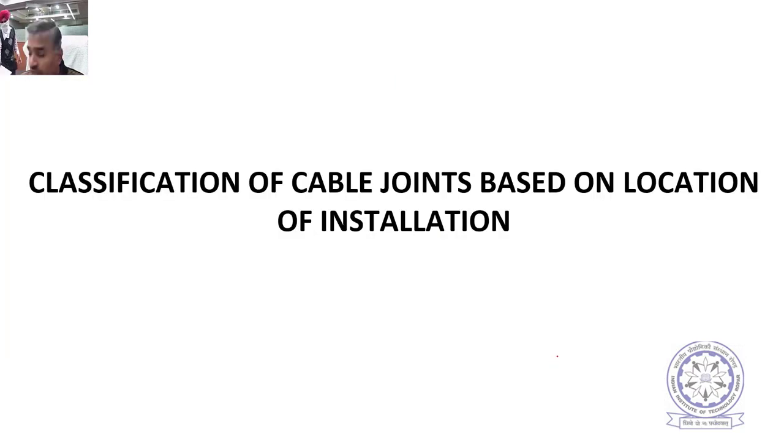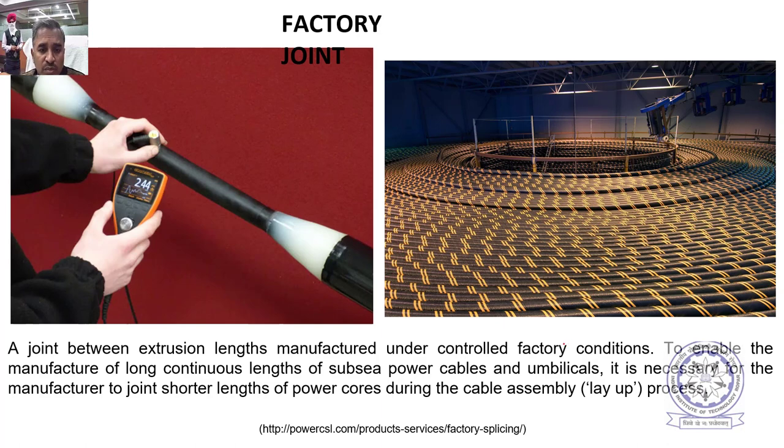And then, classification of cable joints based on location of installation. The cable joints can be classified based on location. Here, this is a factory joint. A factory joint means a joint between extrusion lengths manufactured under controlled factory conditions. So this is during the manufacturing process itself. To enable the manufacture of long continuous lengths of subsea power cables and umbilicals, it is necessary for the manufacturer to joint shorter lengths of power cores using the cable assembly layup process. These kinds of joints are known as factory joints.